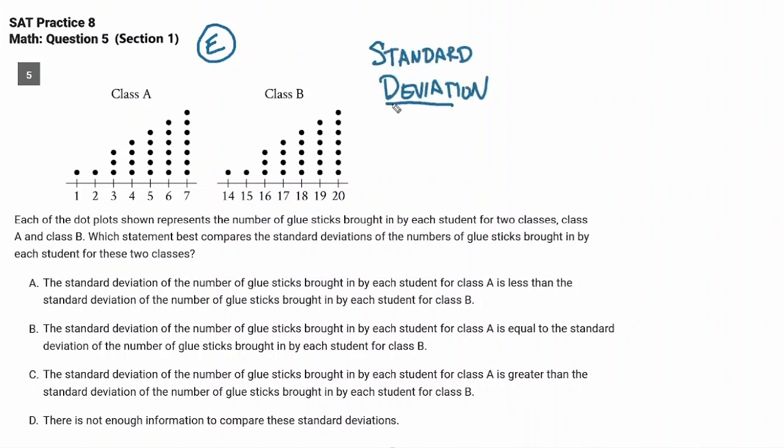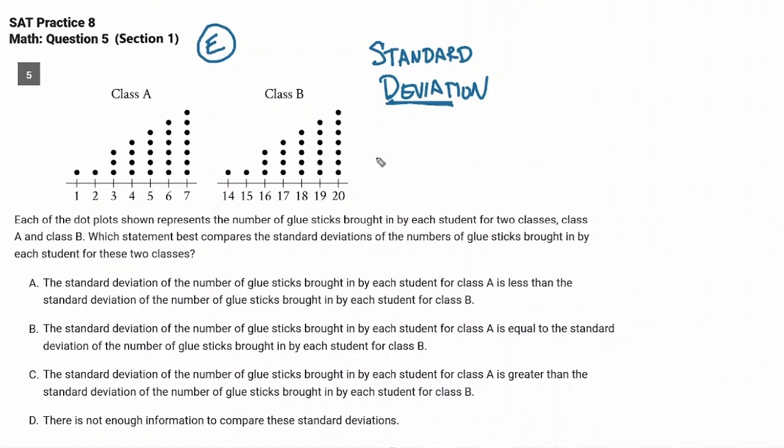What's this mean? Deviate. You know what that means. It means to change. So even if you've never seen the term before, how much do these two charts change? This says 1 dot, 14 has 1 dot, 2 has 1 dot, 15 has 1 dot, 3 has 3 dots, 16 has 3 dots, here's 4 dots, here's 4 dots, 5 dots, 5 dots, 6 dots and 7 dots, 6 dots and 7 dots. Are there any differences between these two charts?